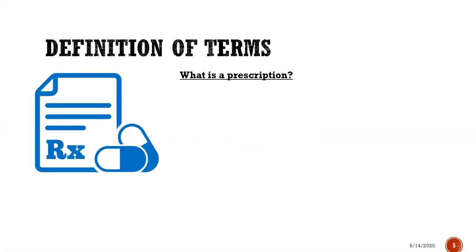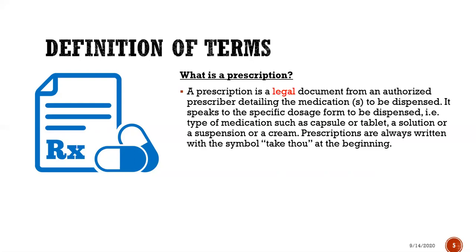Now we're going to look at some definition of terms. The first thing we're going to look at is what a prescription is. You go to the doctor, he gives you a piece of paper, you carry that piece of paper to the pharmacist, and the pharmacist dispenses medication to you, and we call it a prescription. So what is it? It's a legal document, you see. That means fraudulent prescriptions can be written.